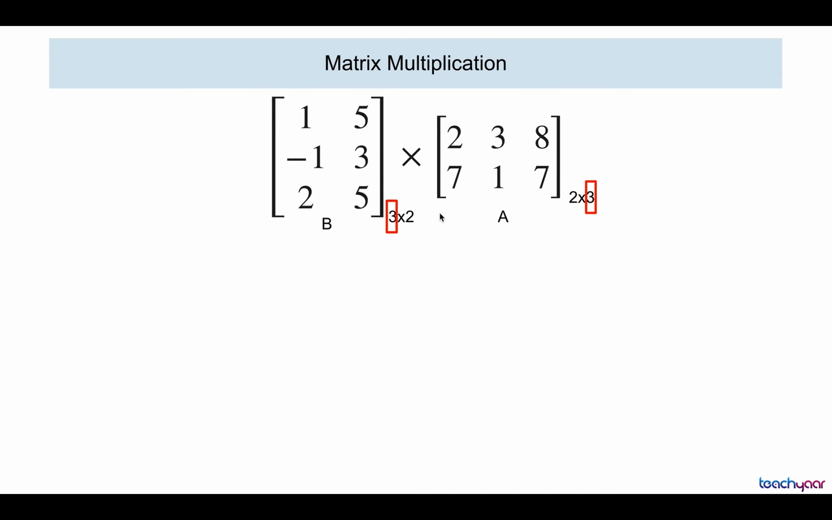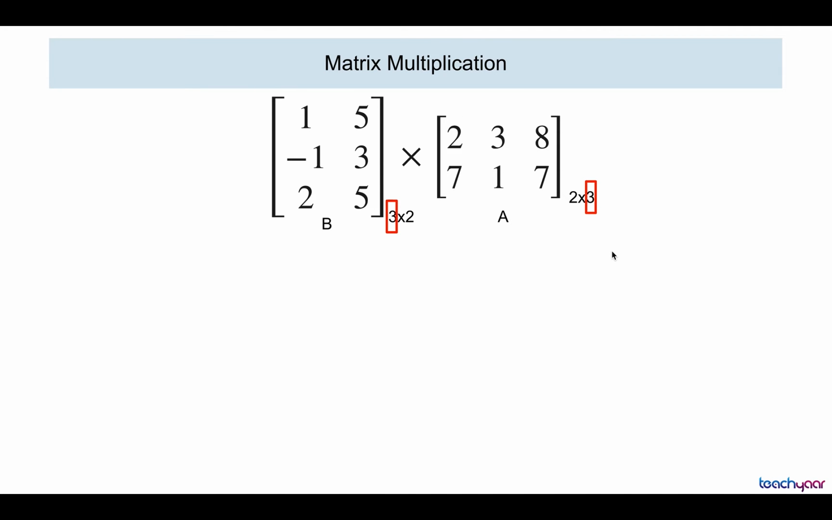Okay. So the first thing you look at is the order. Here you see the column index of B is 2 and the row index of A is 2. So clearly these two can be multiplied, because if you multiply the first row here and the first column here, it's 1 into 2 plus 5 into 7. So it can be multiplied. We also know that the order of C is 3 by 3.